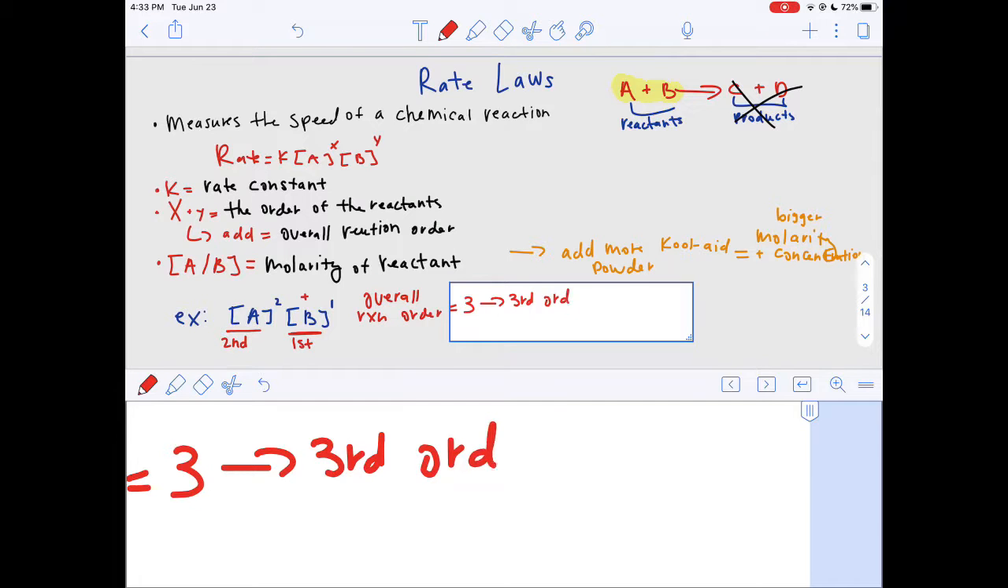That might be a test question where she gives you something like that and asks, what's the overall reaction order of the reaction? You just add the exponents together and you figure out the order. They do go up to 4th, 5th, 6th order, but I didn't even learn about that, so the highest you're ever going to see is 3, which is pretty nice.